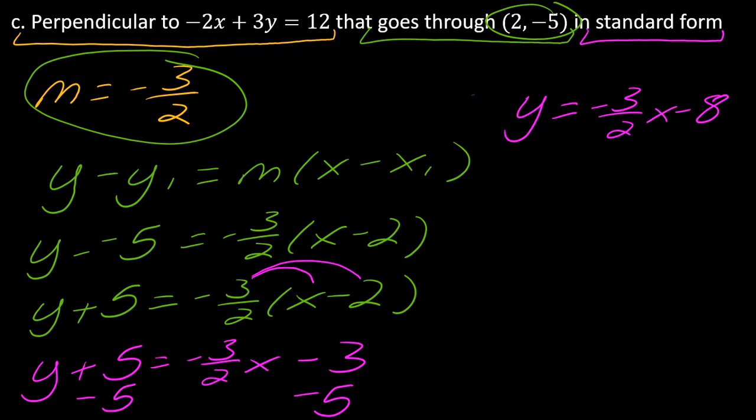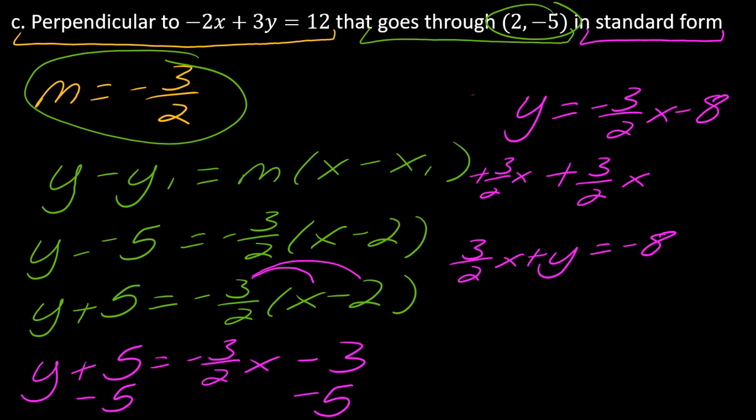And so now I'm going to bring the 3/2 x over to the other side, because remember, we're trying to get this into standard form. So I can add the 3/2 x like this. So I get 3/2 x plus y equals -8. But wait, we're not done. The whole thing about standard form is you can't have fractions. So this is a problem.